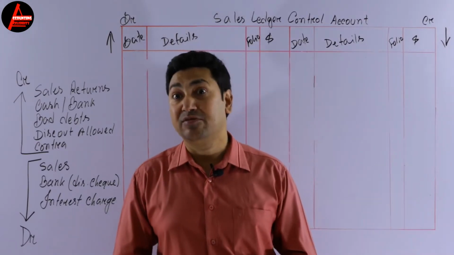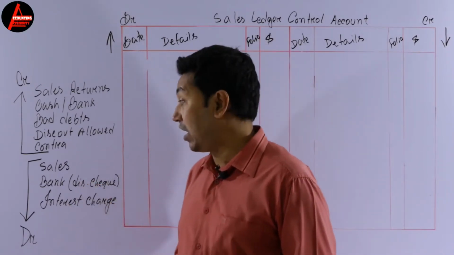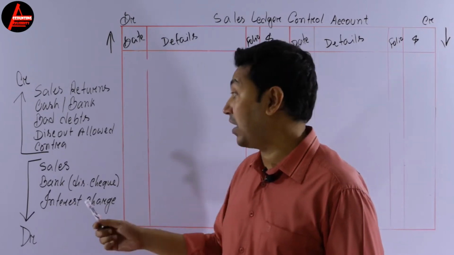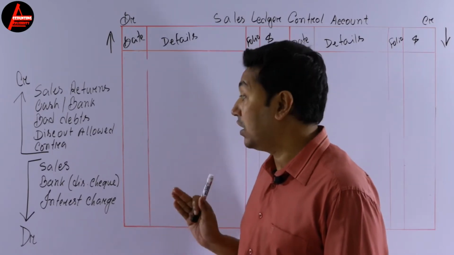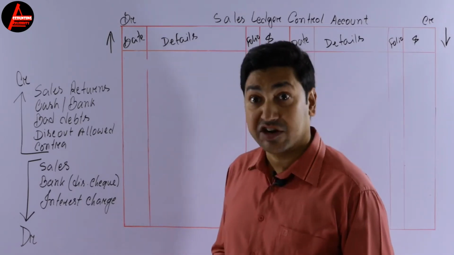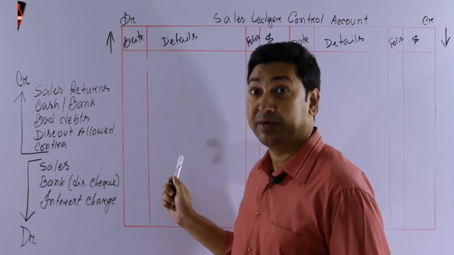So what items will increase the debtor? So look at here. First of all, sales will increase your debtor. Bank, if it is a dishonoured cheque, you need to write bank. This item will also increase your debtor. And interest charge. So interest charge will also increase the debtor. So in this case, we need to record these items in the debit side.